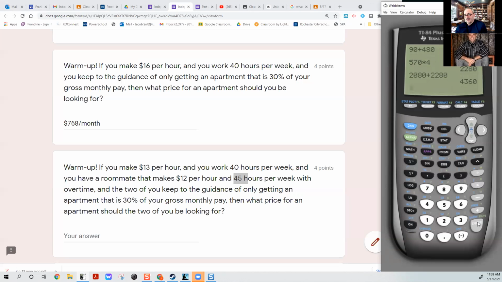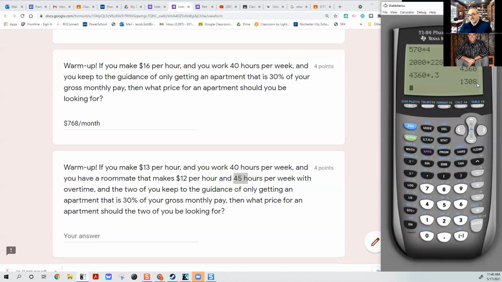$4,360 per month. So together, they should be looking at an apartment that is no more than 30% of their combined income. All right, so 30% of their combined income. If I take this number and multiply it by 0.3, I can find out what 30% of this number is, and I get $1,308. You can find a pretty nice apartment for $1,308 per month, a pretty nice flat.